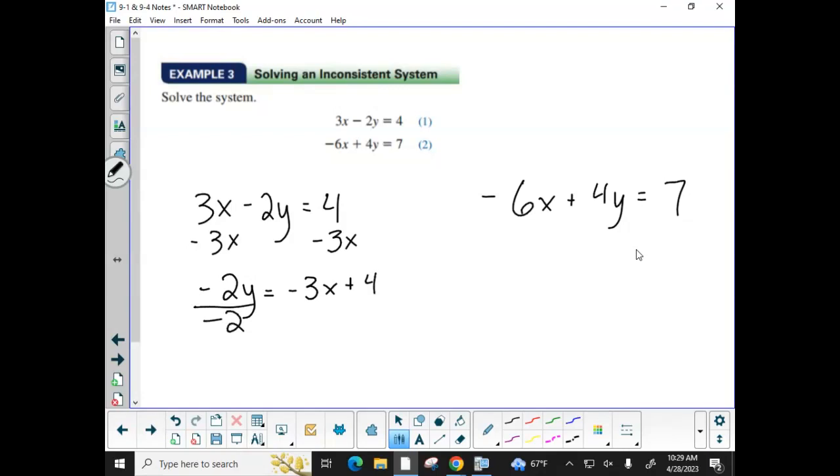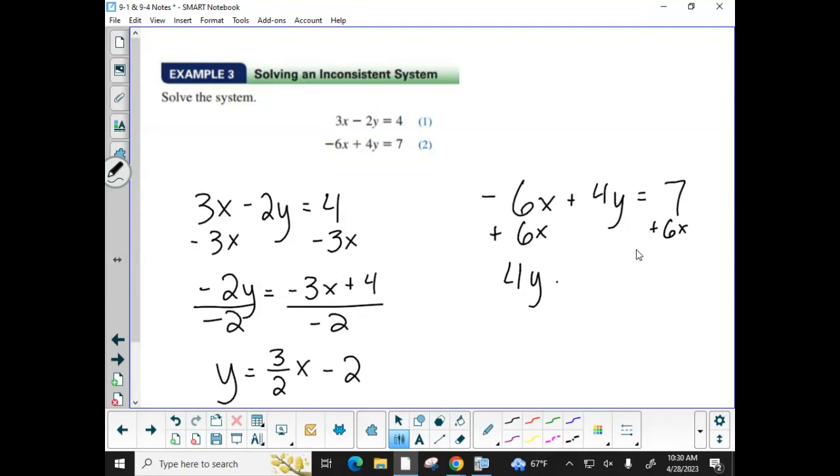Now I divide both sides by negative 2. I got y is equal to negative 3 divided by negative 2, which is positive 3/2 x. 4 divided by negative 2 would be negative 2. All right. Same thing with my next one. Add 6x to both sides, plus 6x. So this is 4y equals 6x plus 7.